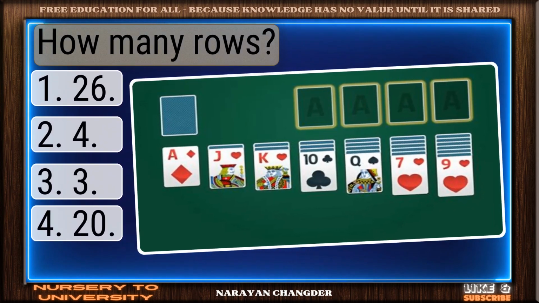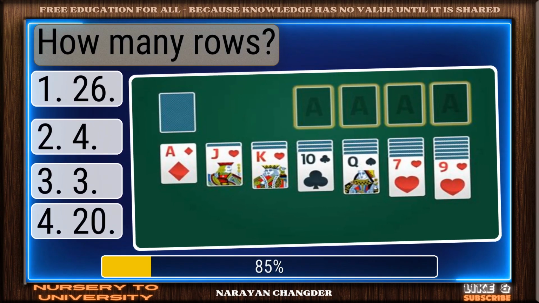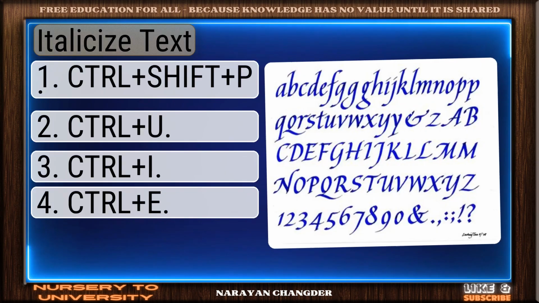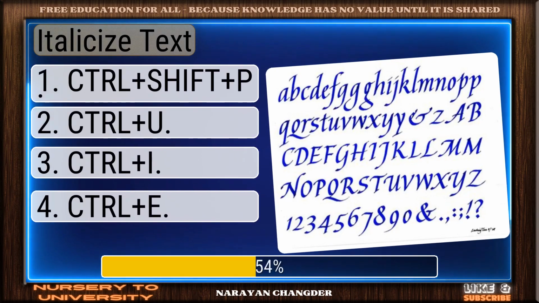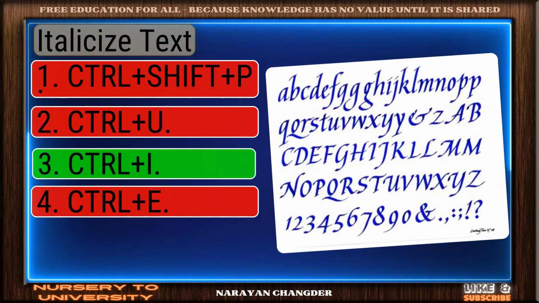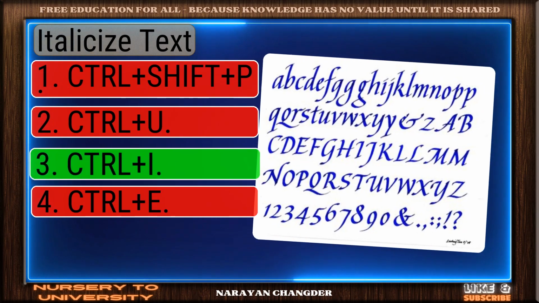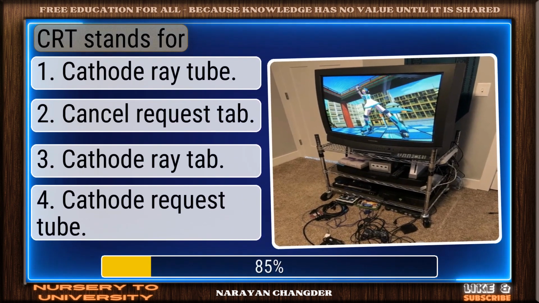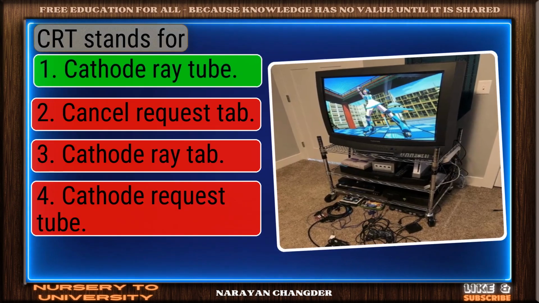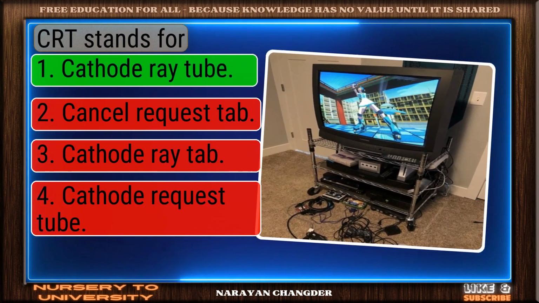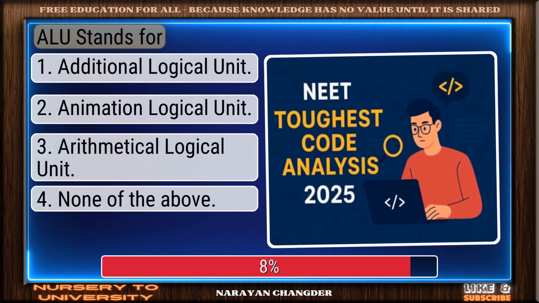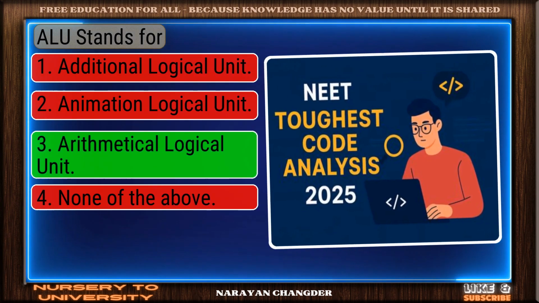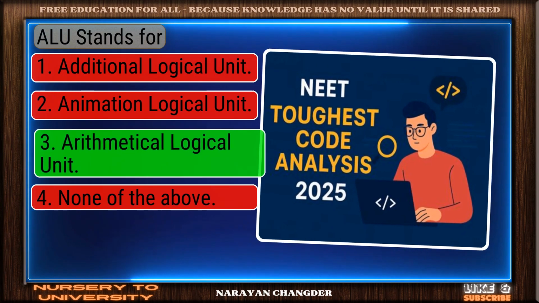How many rows? Good thinking. 3 is the right answer. Italicized text. Exactly. Ctrl plus I makes sense and it is the right choice. CRT stands for. Smart move. Cathode ray tube is an accurate answer. ALU stands for. Great thinking. Arithmetical logical unit is the right choice.